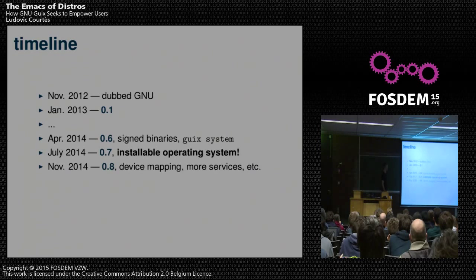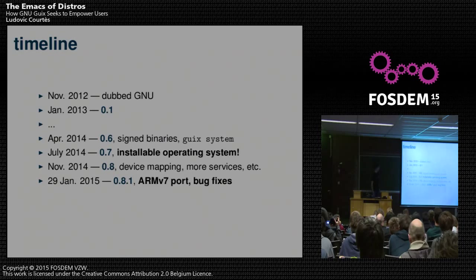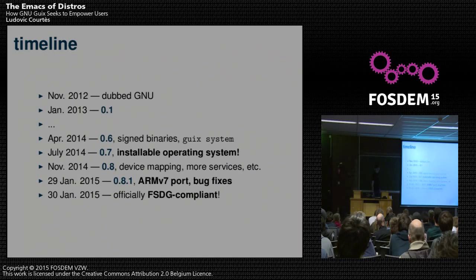The first time we had an actual installable operating system was recently, this summer, and then we keep adding more features. The last release was actually 2 days ago, and another fabulous hacker ported Guix to ARMv7. So we now have an ARMv7 port, and lots of bug fixes. And 1 day ago, Guix was officially recognized by the FSF as FSDG compliant, so compliant with the Free System Distribution Guidelines, which is cool.